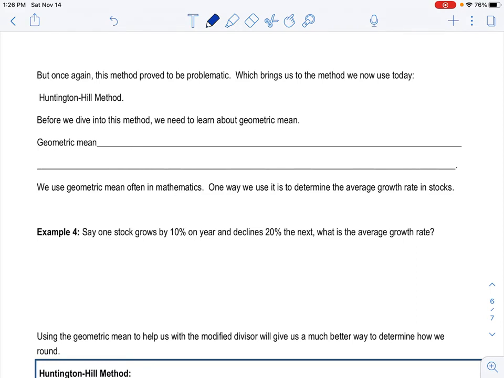Alright, here brings us to our last method, which is going to be the Huntington-Hill method. Once again, Webster's method turned out to be problematic, so they had to go back to the drawing board, and Huntington-Hill is where we ended up. Before we start this method, there is something in mathematics that I have to define.